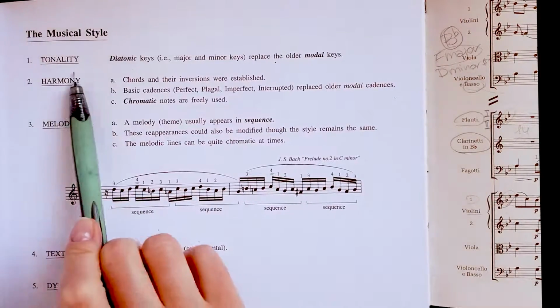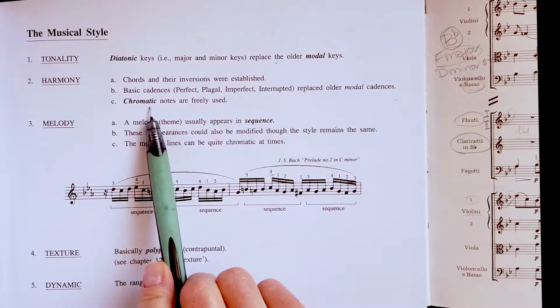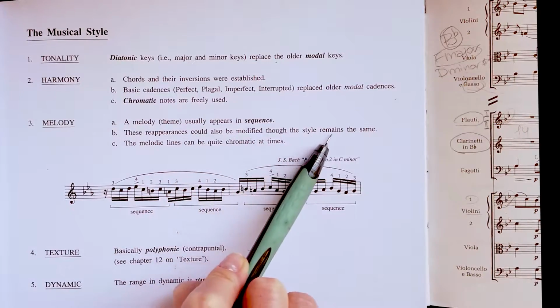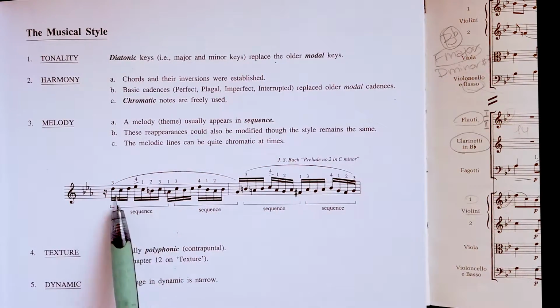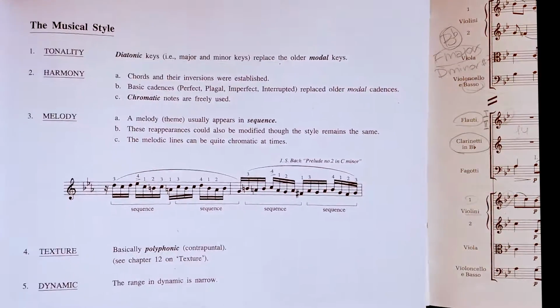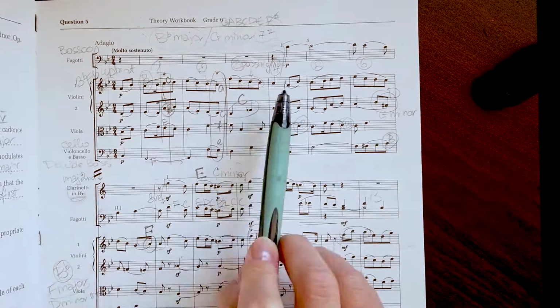Then here you can find that we use the basic cadences, chromatic notes, the melody sequence. And what does it mean, the sequence? Sequence is when you have the note repeated in a different pitch. Then basically it's polyphonic texture. And why it's not Baroque?